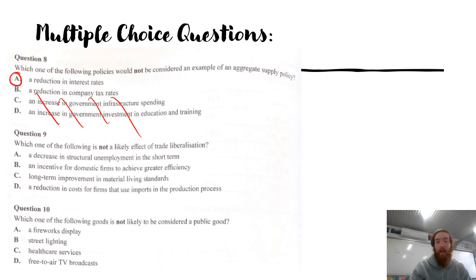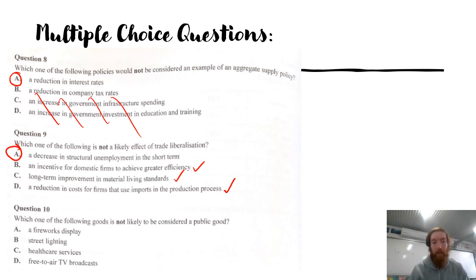Which of the following is not a likely effect of trade liberalization? So we've got a decrease in structural unemployment in the short term. Well, we know trade liberalization causes structural unemployment, so we can leave that one for now. Incentive for domestic firms to achieve greater efficiency, it's going to do that, so that's definitely going to happen. Long-term improvement in material living standards should happen. A reduction in costs for firms that use imports in the production process, that should happen because imports are going to be cheaper. So A, a decrease in structural unemployment, because it's likely to actually increase structural unemployment. So that's all sorted there.